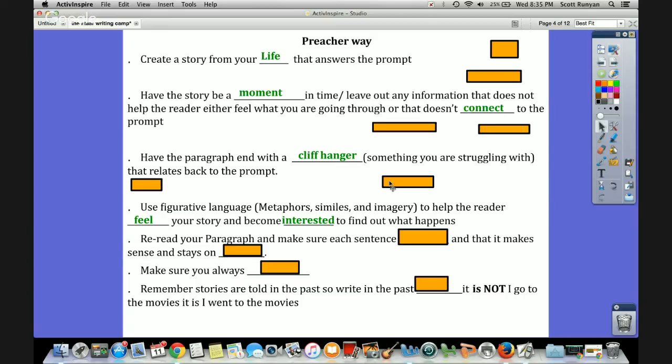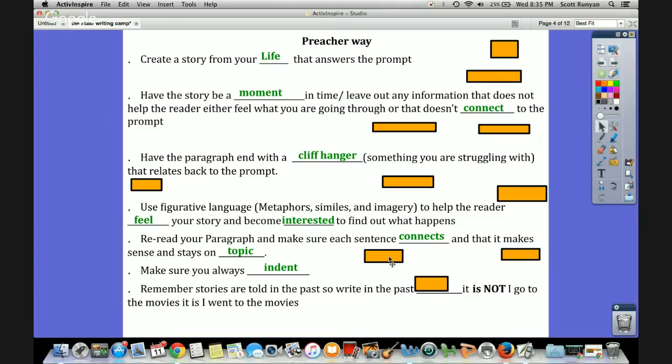All right. So at the end, you reread your paragraph and make sure each sentence connects to the prompt or connects to your story, and then it makes sense and stays on topic, right? Because again, we only have one page. We got to make sure we use that page to its fullest. All right, this next one, make sure you always indent. I'm not going to explain that now. Hopefully the teacher in your classroom can help you, right? We got 3 paragraphs. We indent at the beginning of each paragraph. That way we know we're switching topics.